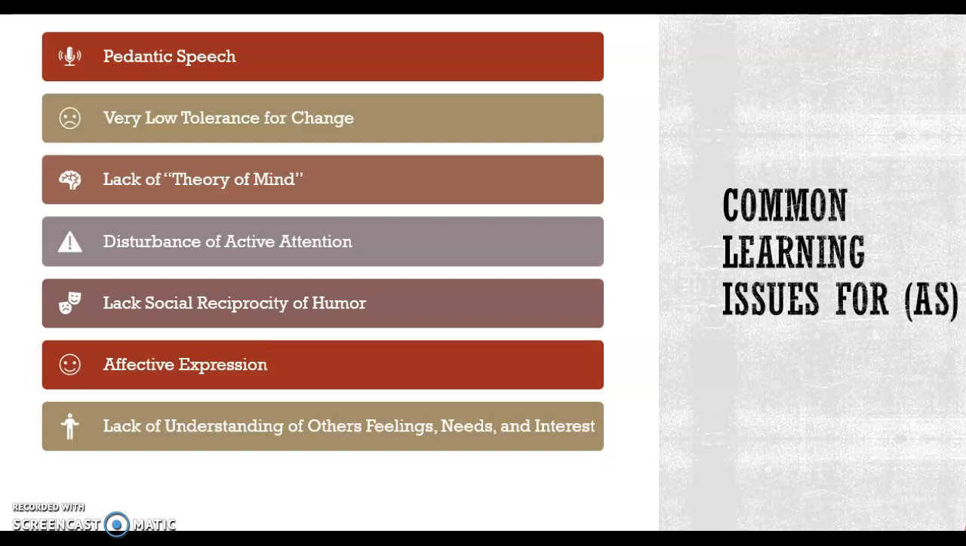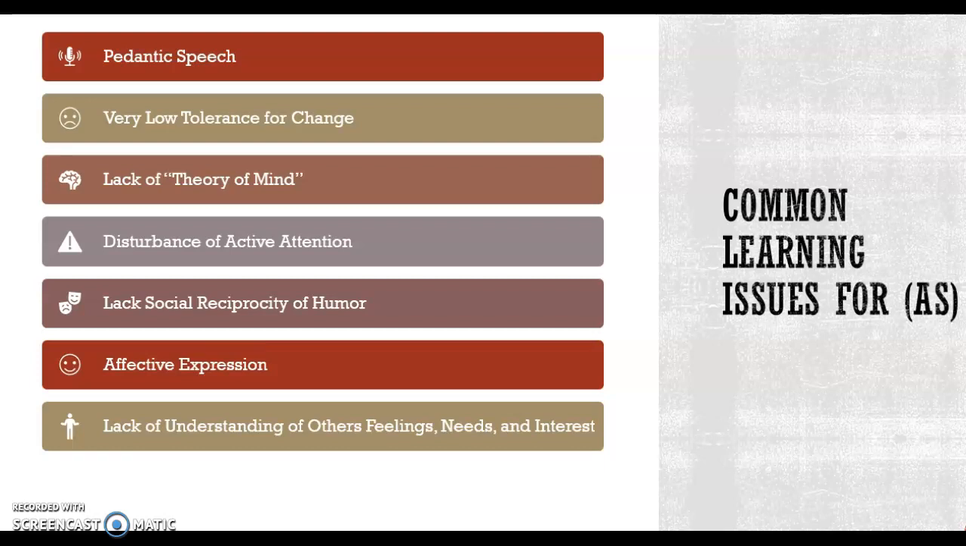The third thing is lack of theory of mind. And basically, theory of mind is an important social cognitive skill that involves the ability to think about mental states, both your own and others'. And students with Asperger's struggle with this because they're not aware why others have a different perspective than they do, because they're not able to use that skill that makes them think about the mental states of others.